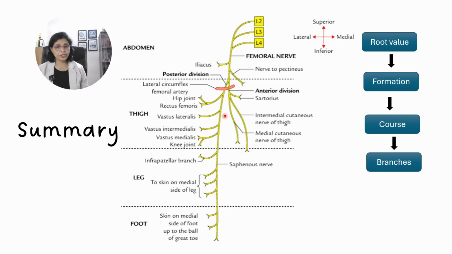The posterior division is mainly motor and supplies the quadriceps femoris muscle, which includes rectus femoris, vastus lateralis, vastus intermedius and vastus medialis. It also gives articular branches to the hip as well as to the knee joint. This posterior division in the leg continues as a cutaneous nerve, that is the saphenous nerve, which supplies the skin on the medial side of the leg as well as on the medial side of the foot up to the ball of the great toe. So this was about the branches of the femoral nerve.